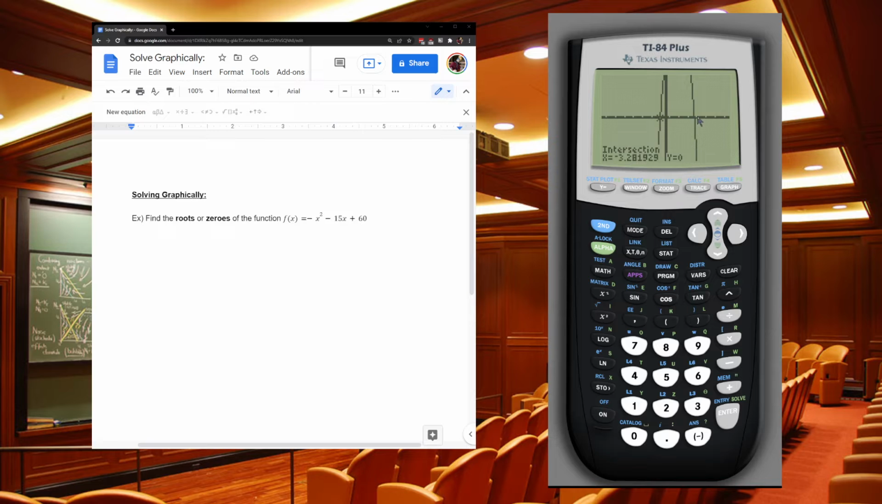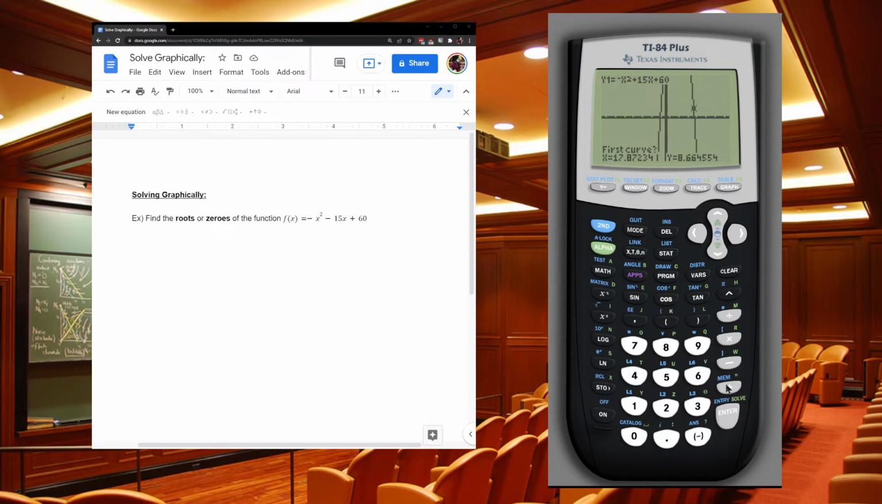But that's just one of the two. So how do we do that second one? Well, we do it again. We say second trace intersect. We say, yes, this is still my first curve. Maybe we can get a little closer on the right-hand side here. This one's a little bit out further.